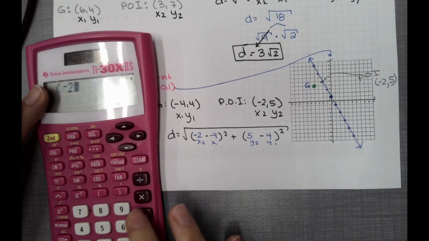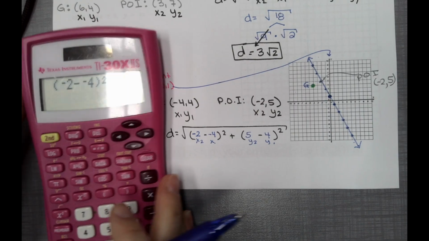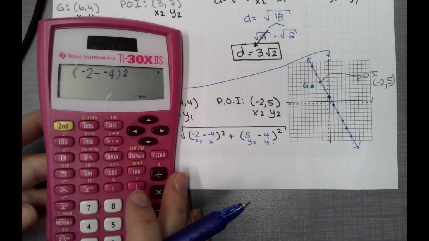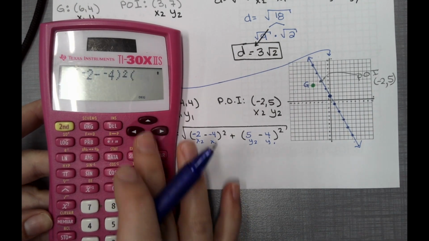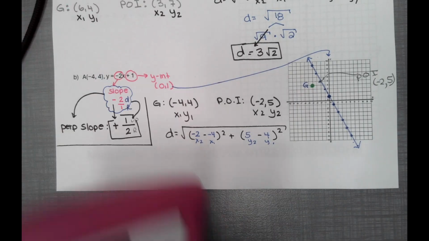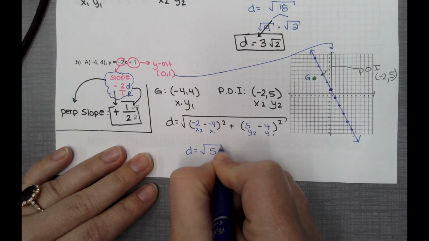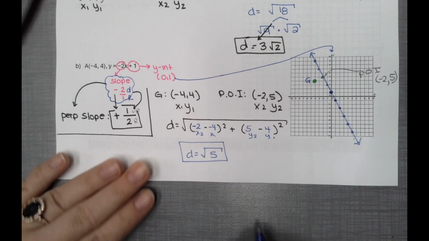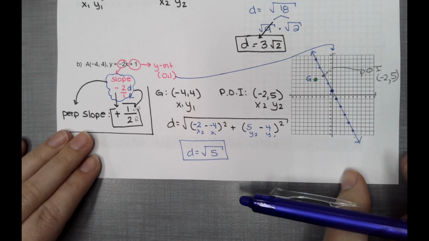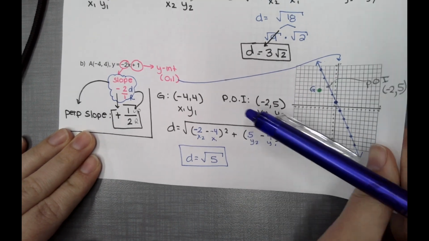Open -2 minus -4. Careful about the double negatives. Square it. Then plus open 5 minus 4, close it, square it, and we get the square root of 5. Now remember, there are going to be some values under your square root that cannot be simplified. 5 is going to be one of them. Please refer to the memorization table that I presented to you with all of your square roots. Okay, moving on.